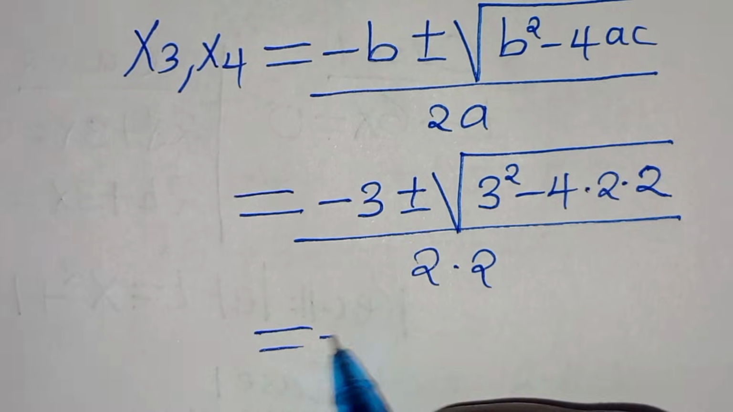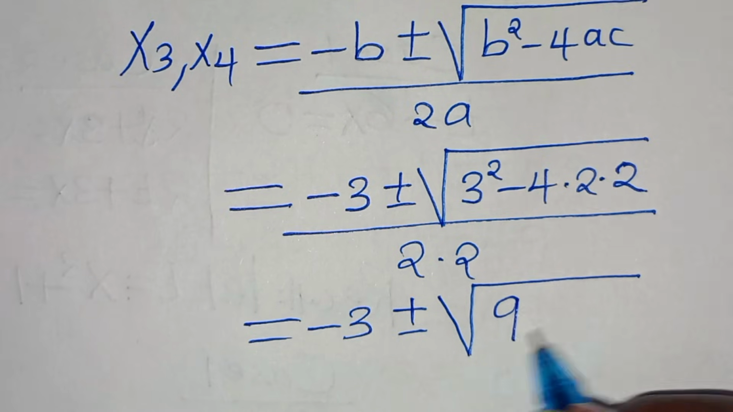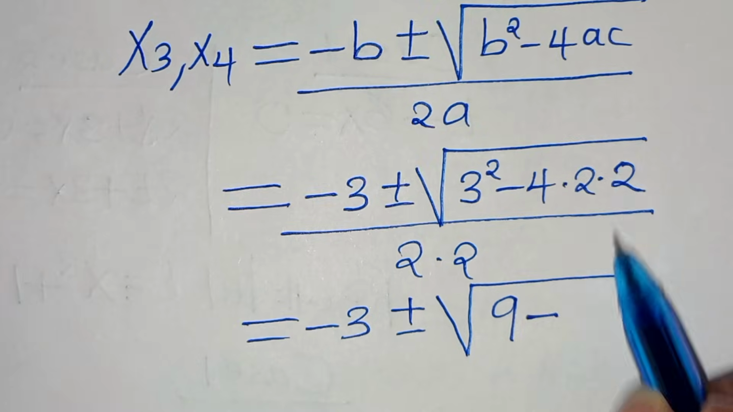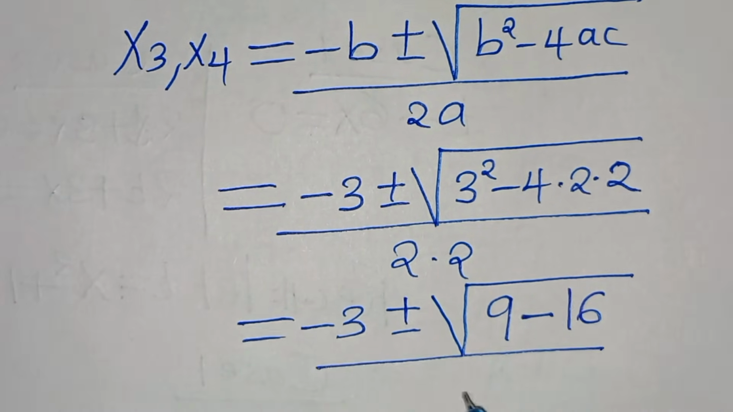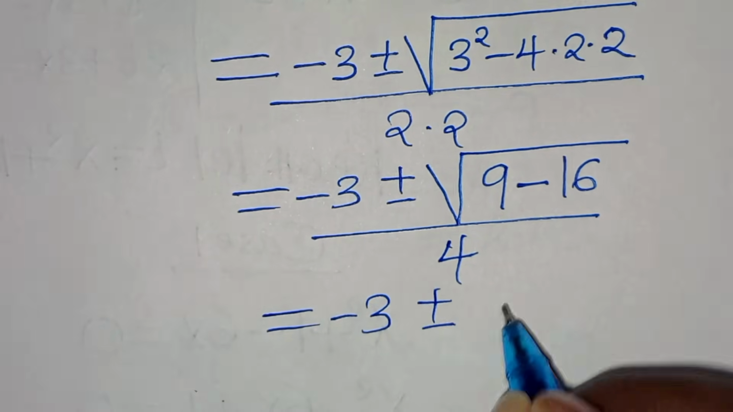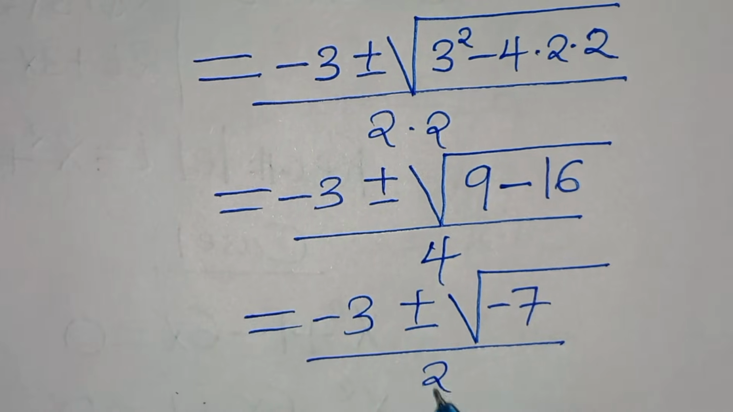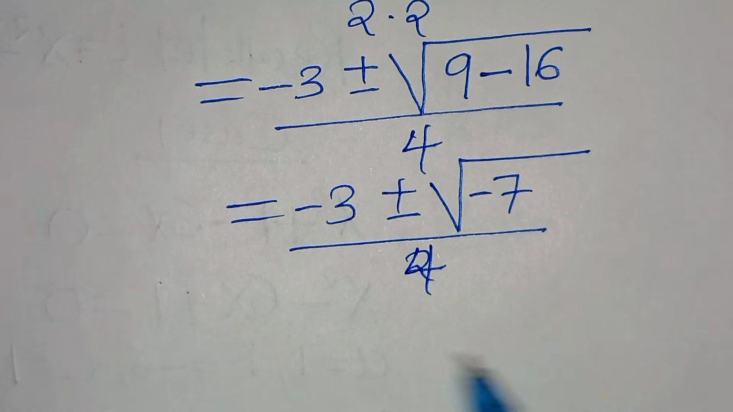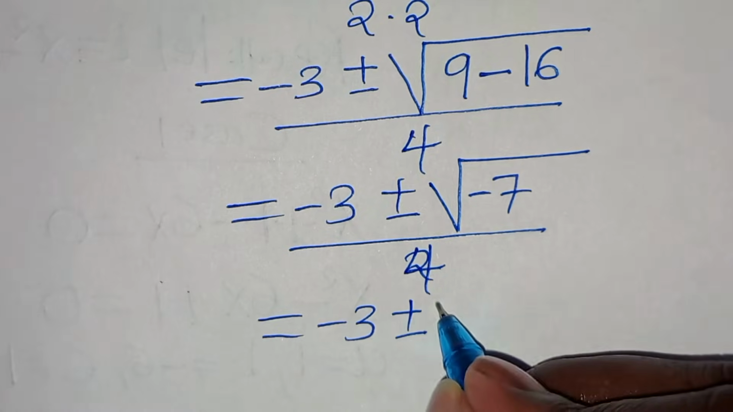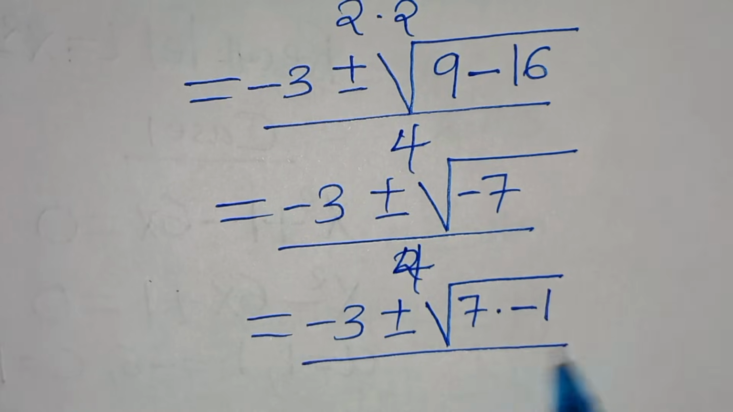Now here we have minus 3 plus or minus the square root of 3 squared, this is 9, then subtract 4 times 2, this is 8 times 2, we have minus 16, everything here divided by 4. So this is minus 3 plus or minus the square root of 9 minus 16, this is minus 7, divided by 4. So we have minus 3 plus or minus, we can express the square root of minus 7 as the same thing as the square root of 7 multiplied by minus 1, divided by 4.